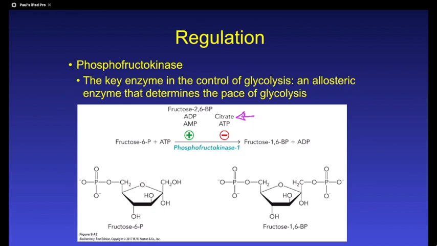The most powerful regulator, though, is this molecule right here, fructose 2,6 bisphosphate. It's really similar to fructose 1,6 bisphosphate. The 2,6 version is not a glycolytic intermediate, but it is only a regulator. And so it will powerfully make glycolysis speed up very, very fast. And so creation of that particular molecule is important.